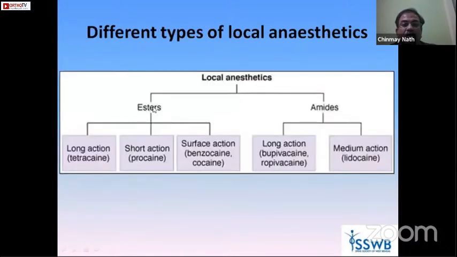There are two types of local anesthetic: esters and amides. Amides are long-acting, like bupivacaine and ropivacaine, and medium-acting is lidocaine. And this is how local anesthetic acts.